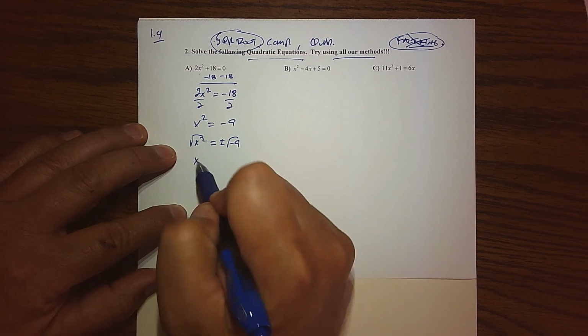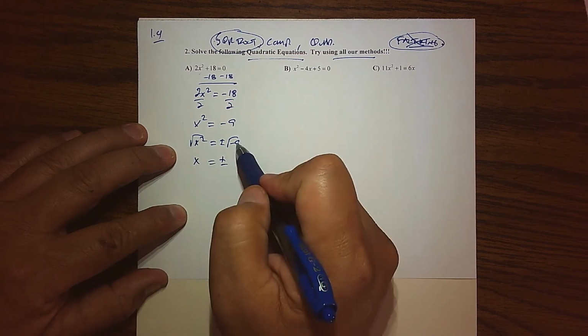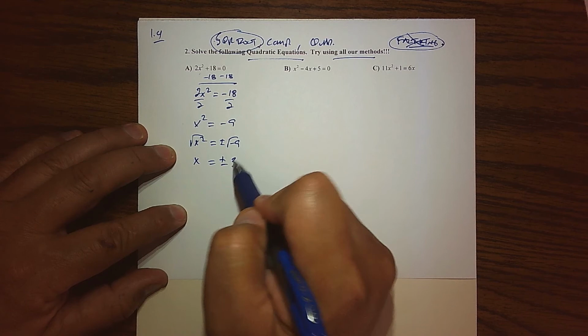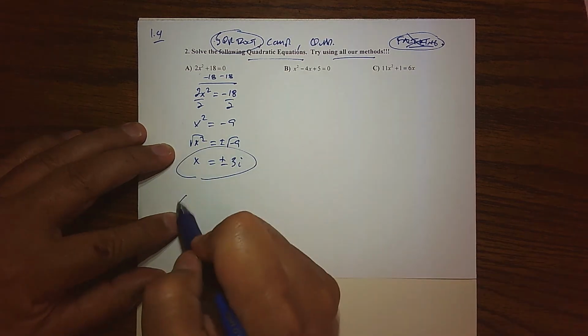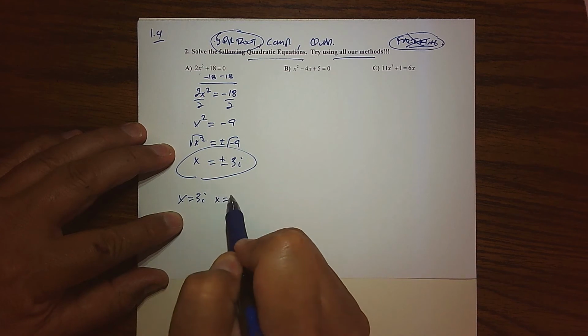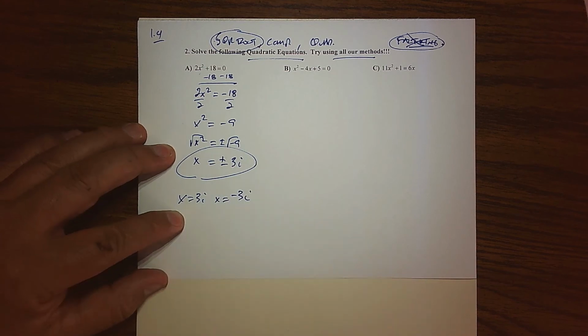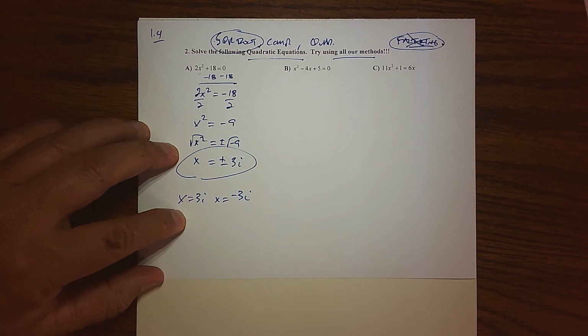The square root of x squared is x. We have plus or minus. The square root of 9 is 3. The square root of negative 1 is i. And so there's our two solutions. And again, don't forget there are two of them, right? 3i and negative 3i. So we have a purely imaginary solution.